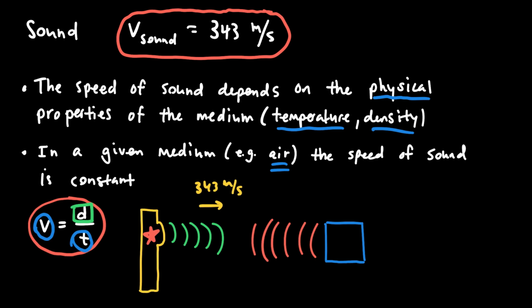And so practically speaking, the speed of sound is a good technique for measuring the amount of time it takes for something to happen, or measuring how far away something is, because it is something that moves at a constant speed.